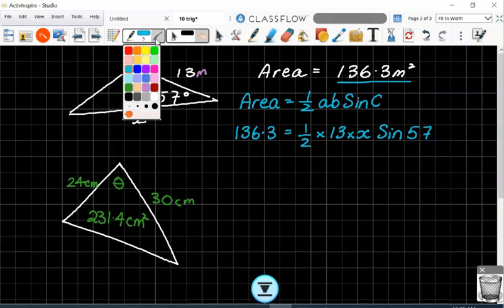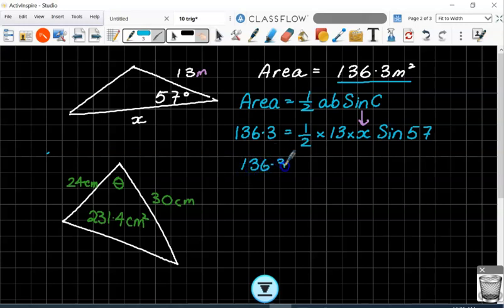So your job is you want to get X by itself. So I have to undo everything that's being done to it. What is being done to it? Times, times, and times. So how do I undo a times? Divide. You are correct. So we will divide the other side by all of that. So we're dividing by a half times the 13, because we're still dividing there, and dividing by the sine of 57. And that will give me x. So it's all up to the calculator.